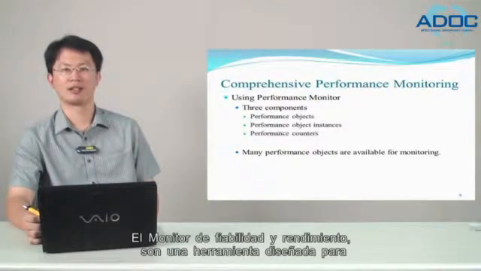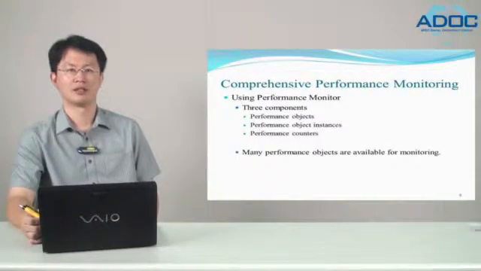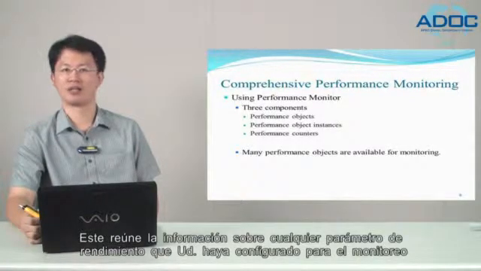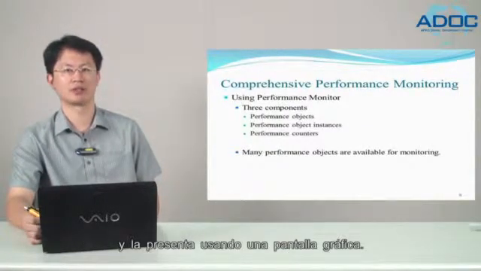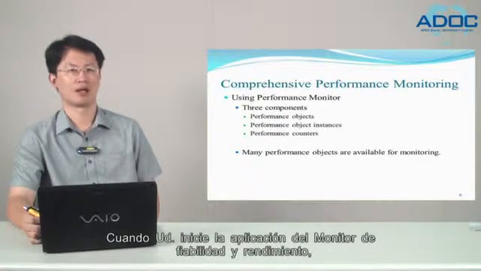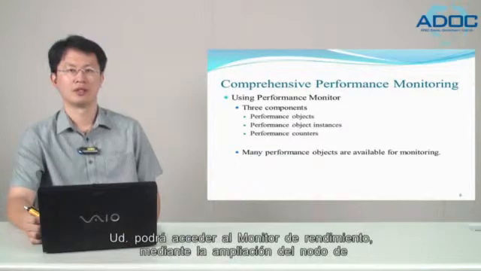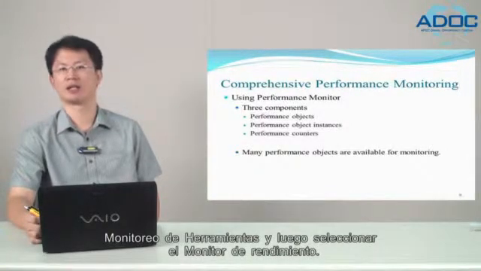Reliability and Performance Monitor is a tool designed to track and display performance information in real time. It gathers information on any performance parameters you have configured for monitoring and presents it using a graphical display. Using Performance Monitor: it starts when you start the Reliability and Performance Monitor console. And you can access Performance Monitor by expanding the Monitoring Tools node and then selecting Performance Monitor.